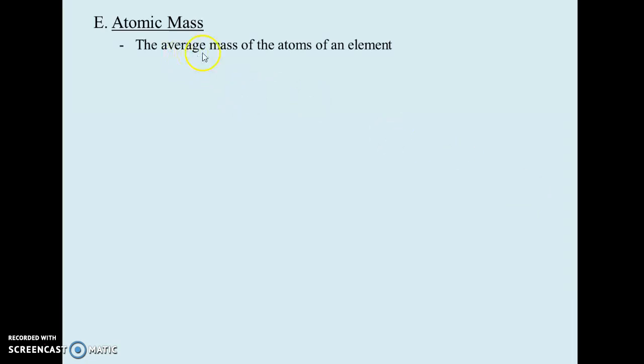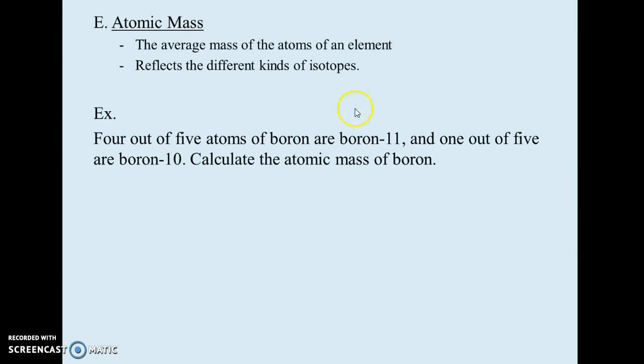So how to calculate average atomic mass. Atomic mass is an average mass of the atoms of an element. It reflects the different kinds of isotopes. And it also takes into account the abundance. So here's an example. 4 out of 5 atoms of boron are boron 11, and 1 out of 5 are boron 10. So it's saying if we have 5 atoms total, then 4 of those atoms will be boron 11, and then 1 of those atoms will be boron 10. So calculate the atomic mass of boron.